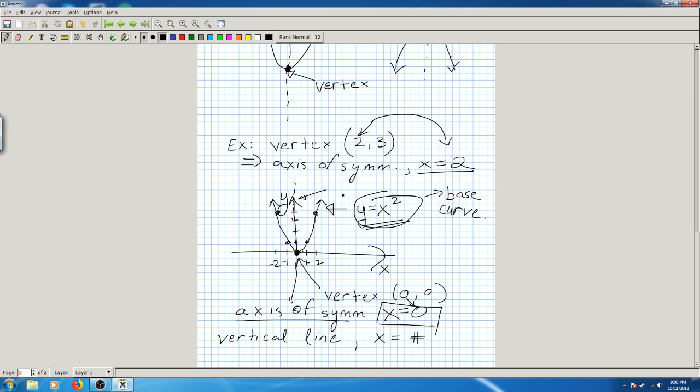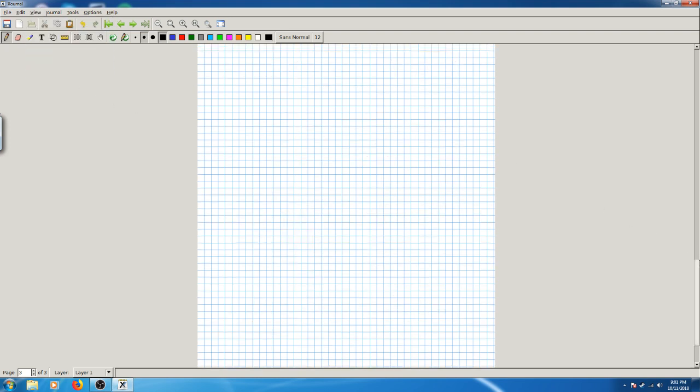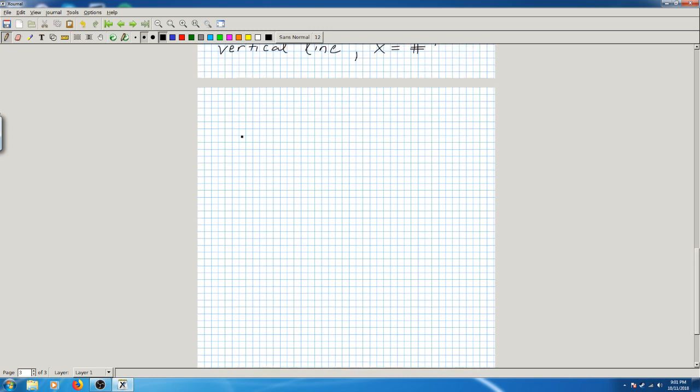Now we talked about the axis of symmetry. A parabola has what we call a minimum y value or a maximum y value. That depends on how the parabola actually opens. So we talked about two types of openings. One is it opens downward, so that's this way. The other one is it opens upward.